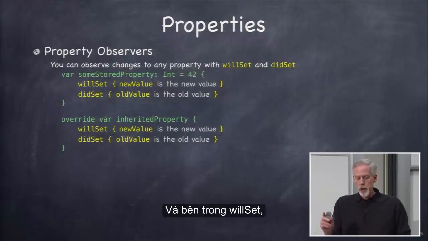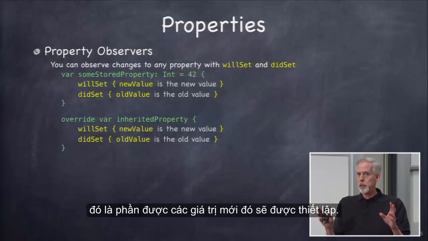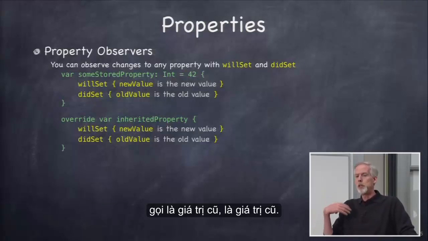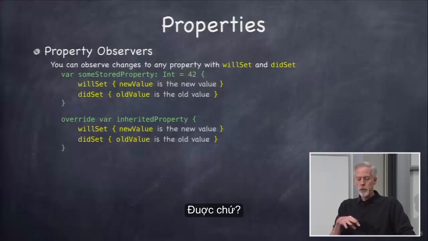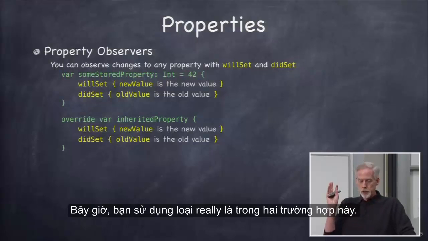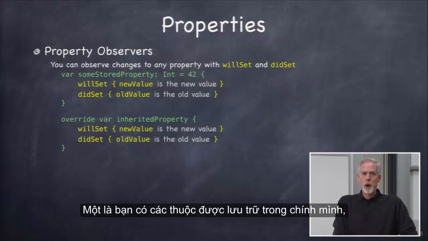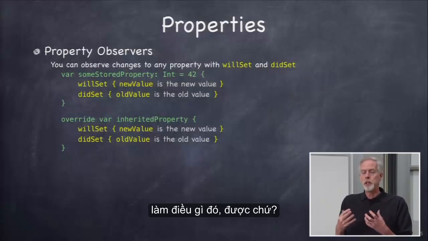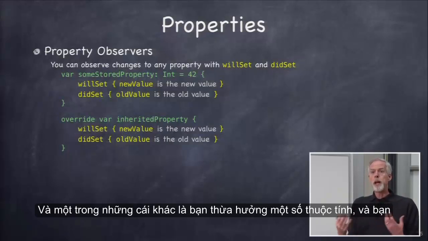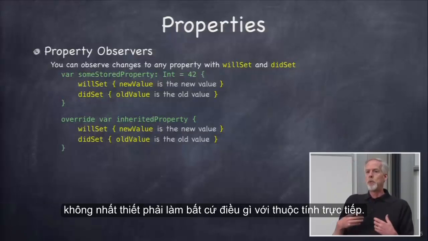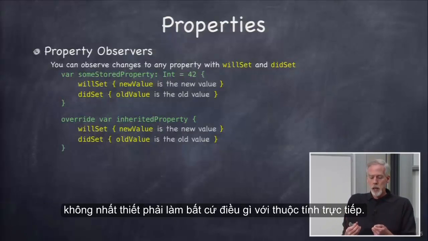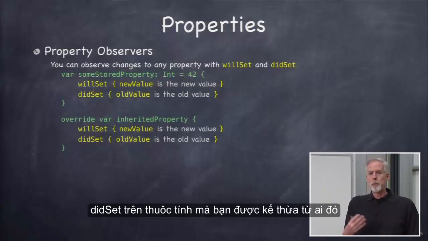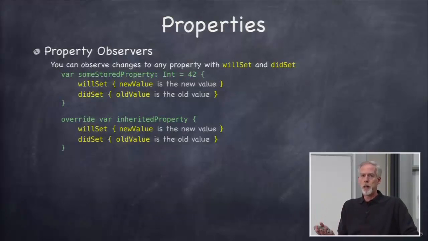And inside the willSet, you've got this special variable called newValue, which is the new value that's going to be set. And then inside didSet, you've got this special thing called oldValue, which is the old value. Okay? Now, you use this in really these two cases. One is you have a stored property in your class, and whenever someone sets it, you want to notice and do something. And the other one is you inherit some property, and you don't necessarily do anything with that property directly, but you want to know when it gets changed by anybody. So you can even do willSet and didSet on properties you inherit from your superclass.